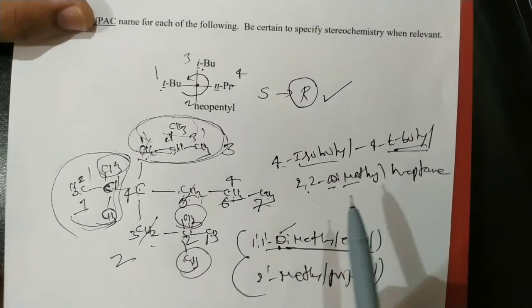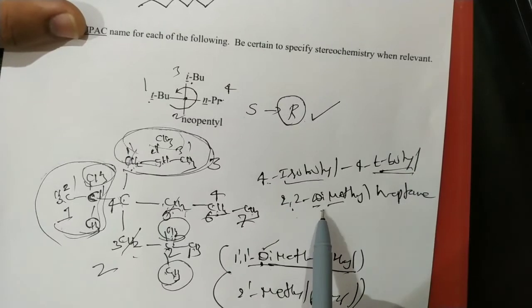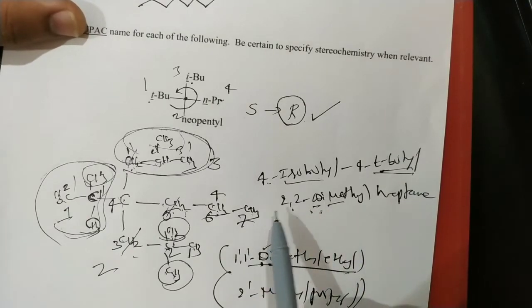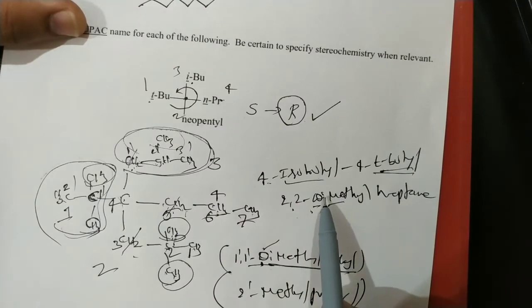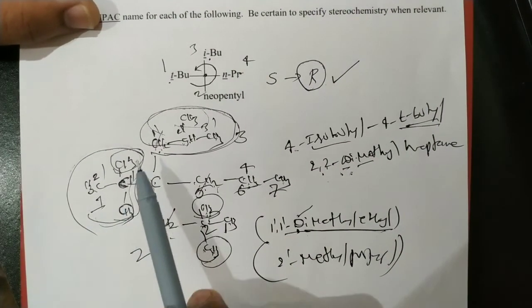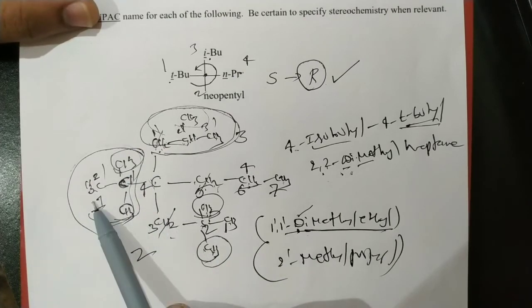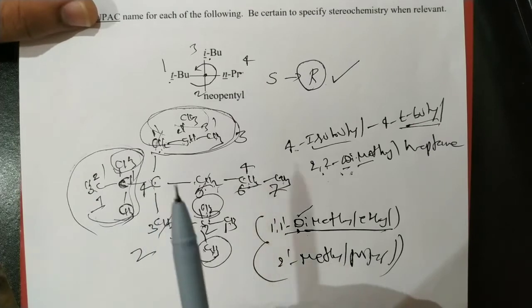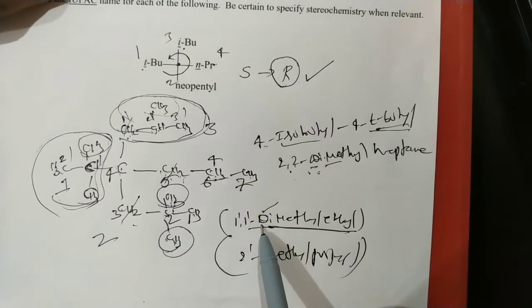But in the case of simple substituents like dimethyl or diethyl, we should not consider D, because the name of the substituent is not dimethyl; the name of the substituent is methyl, repeated two times. That's why we should consider M. But in this case its IUPAC name is 1,1-dimethylethyl, which means the name of the substituent is dimethylethyl. That's why we have to consider D.